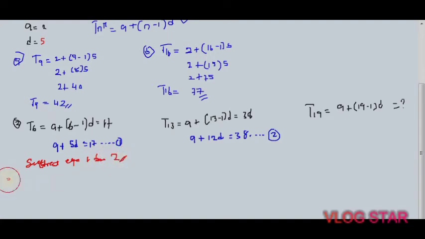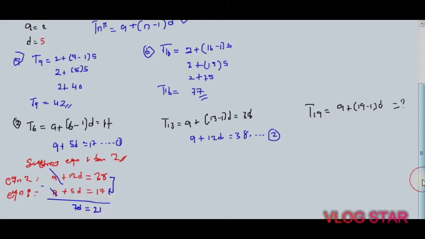Now let's have equation 2 first here. Equation 2 is a plus 12d equal to 38. Now let's get our equation 1 down here, because we want to subtract. Equation 1 is a plus 5d, and this is equal to 17. So from here we subtract. A cancels a, 12 up here minus 5 down, that is 7d, right? So this is equal to 38 minus 17, and 38 minus 17 leaves us with just 21.